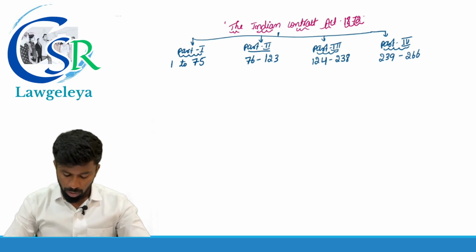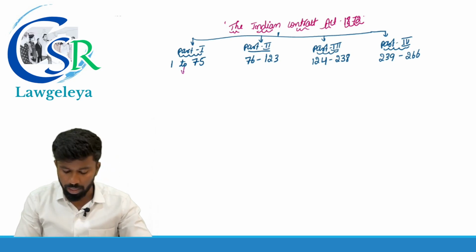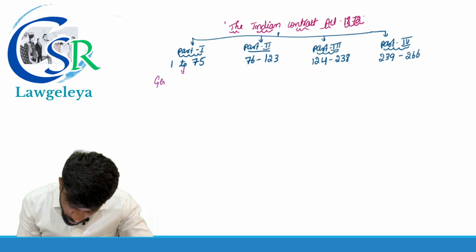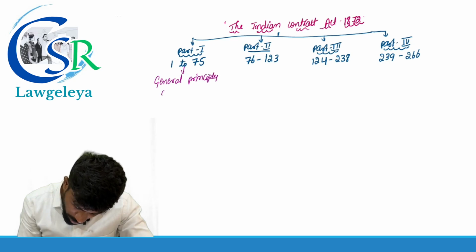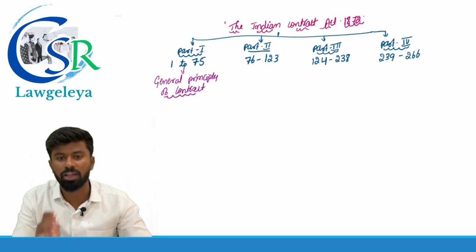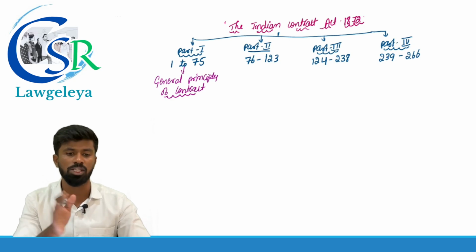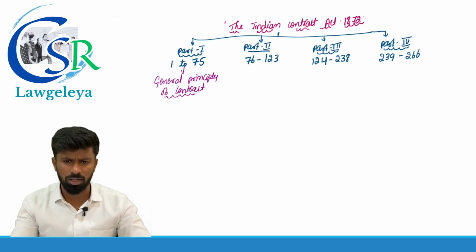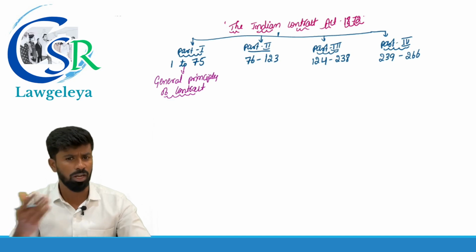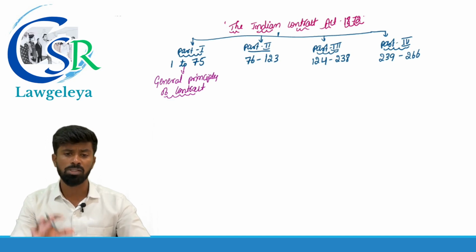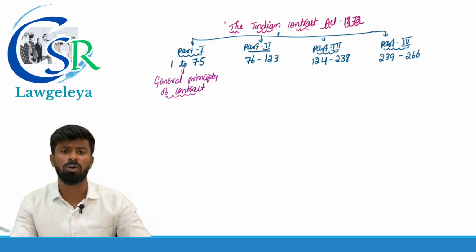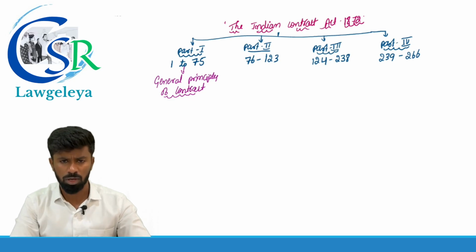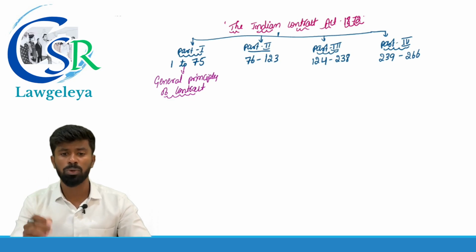Part 1 of the Indian Contract Act deals with general principles of contract. These are the principles which are applicable for every type of contract irrespective of its nature. It is applicable for contract of indemnity, contract of bailment, contract of guarantee, and even other types of contract like sale of goods contract and partnership contracts. The principles applicable for all types of contracts are called general principles of contract, and those are covered under section number 1 to 75.